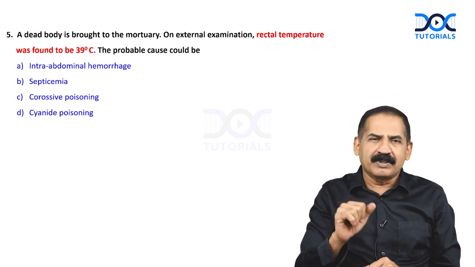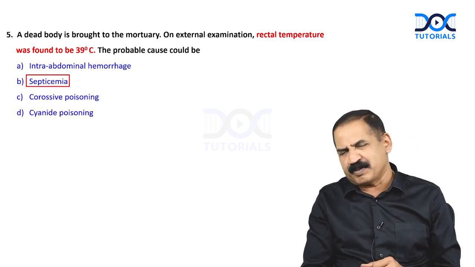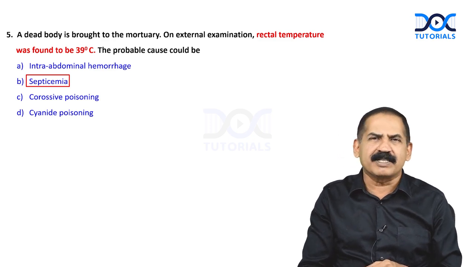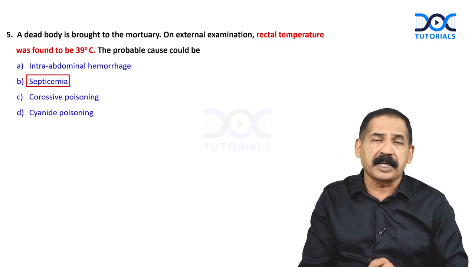Intra-abdominal hemorrhage, no. Septicemia. Corrosive poisoning, you don't get postmortem caloricity. Cyanide poisoning, you don't get postmortem caloricity.